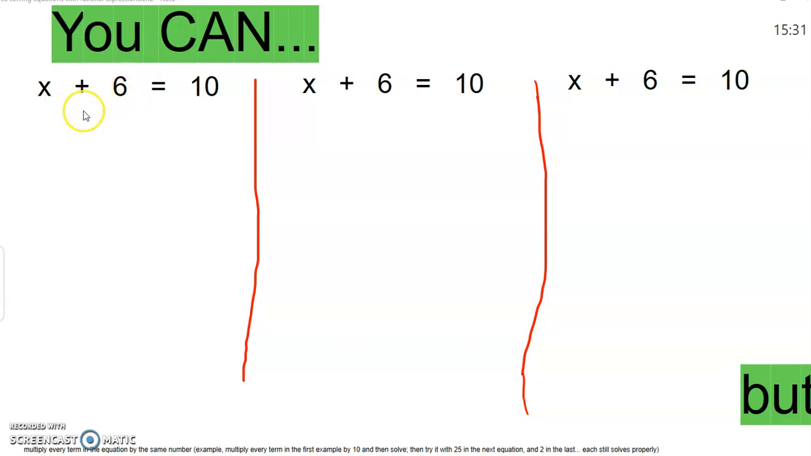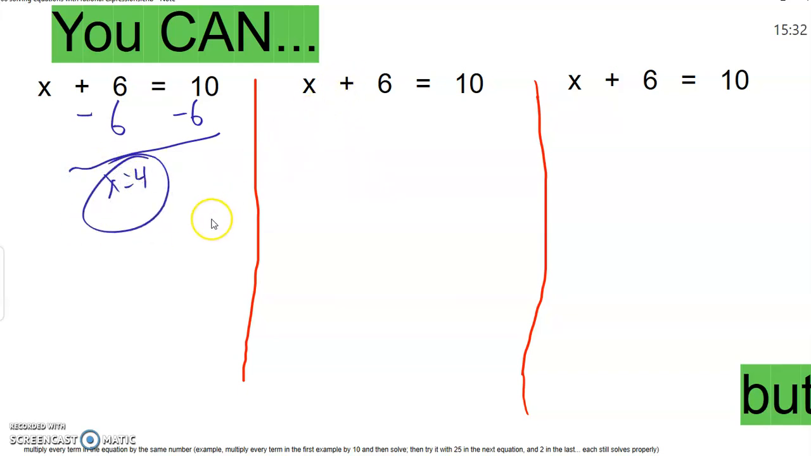On this basic equation, you can simply solve this, right? Subtract 6 from both sides and find out that x equals 4. Bad handwriting, sorry. You can do that and get right to the answer. Boom. Nobody's having a problem with that.